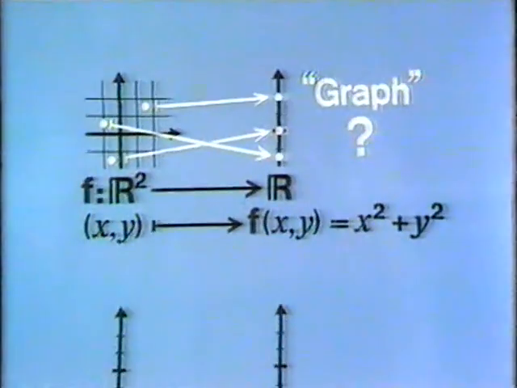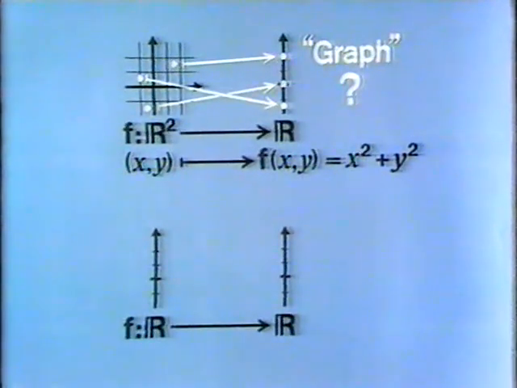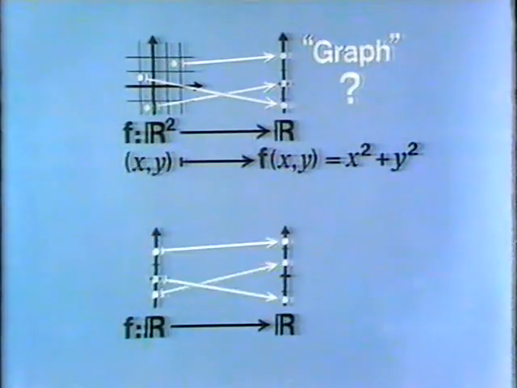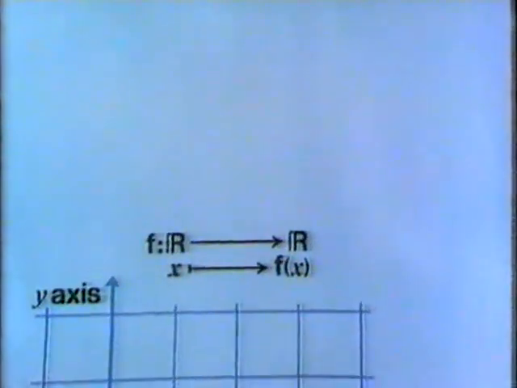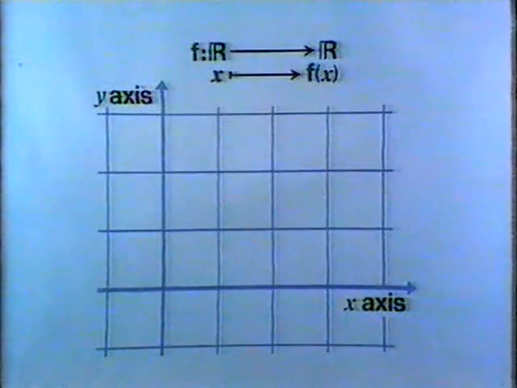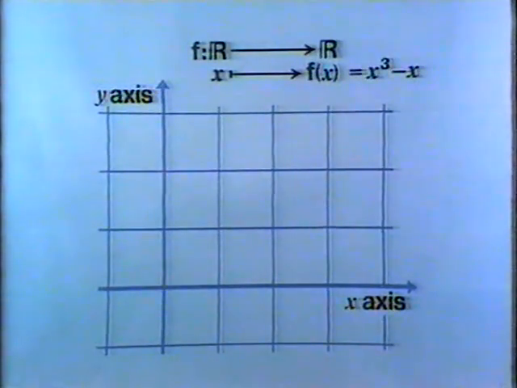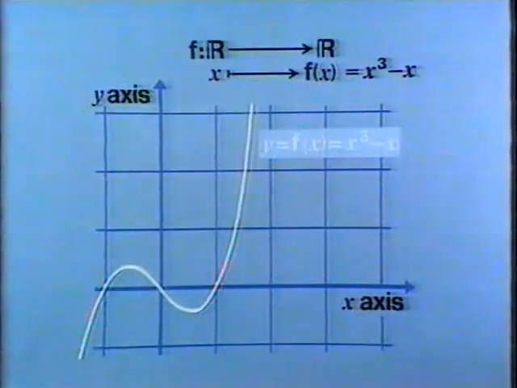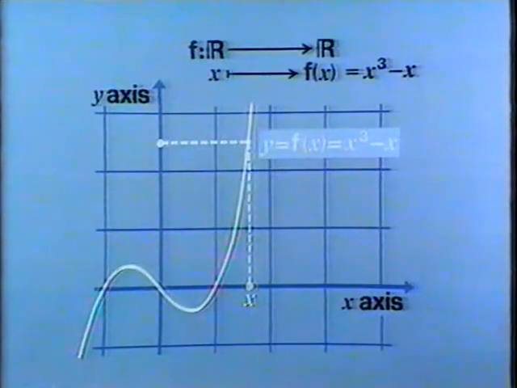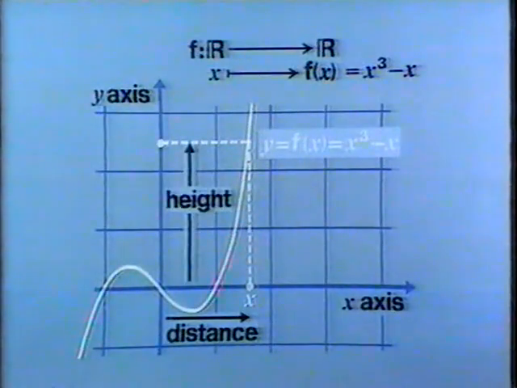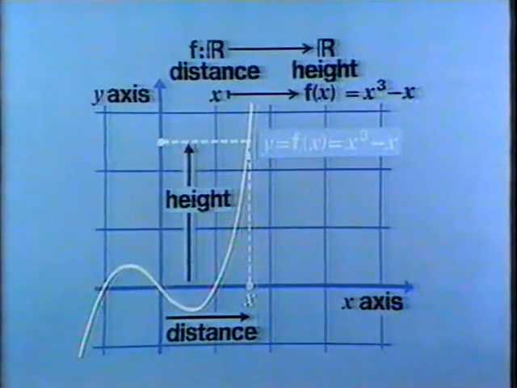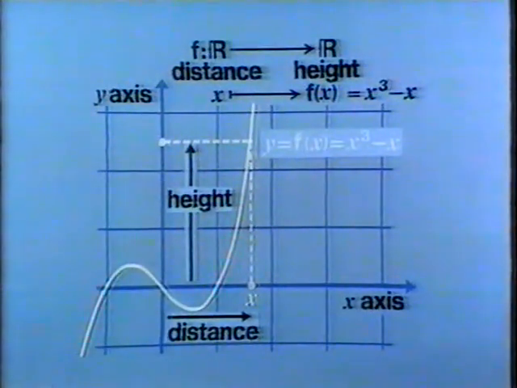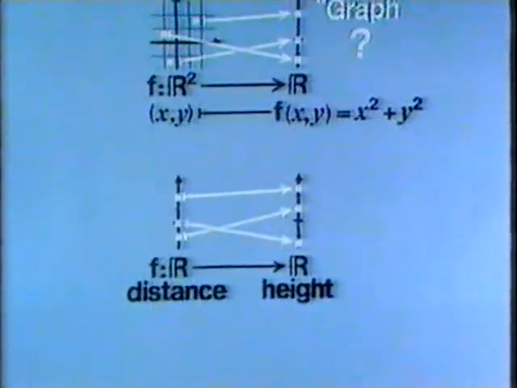Well, let's first look at a case you're familiar with, a function from R to R. For example, when f of x equals x cubed minus x, the graph looks like this. That is, for each distance x from the origin, the height y is just the image value f of x. And we use the same idea for a function from R2 to R.